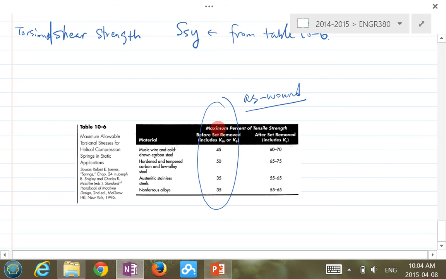So generally, we'll deal with this column here, okay? If the question says, I have a wound spring, you should look at this column for the material property, okay?